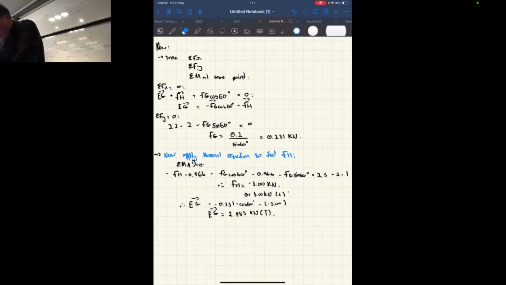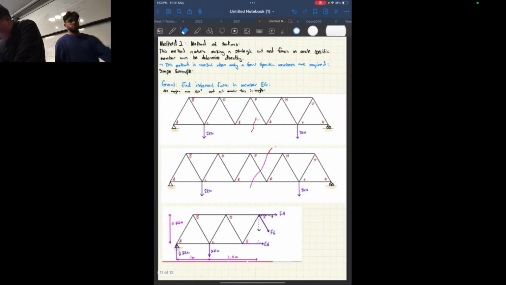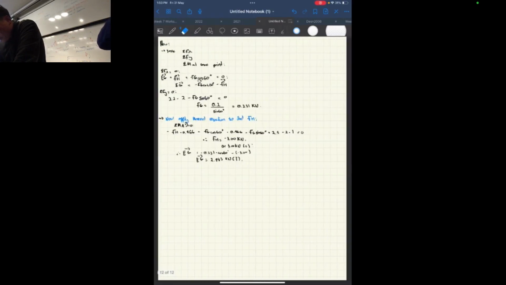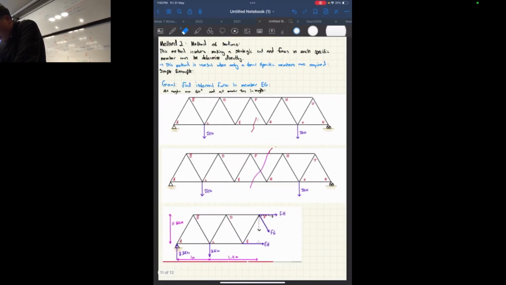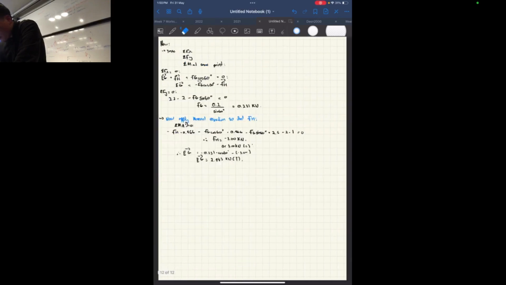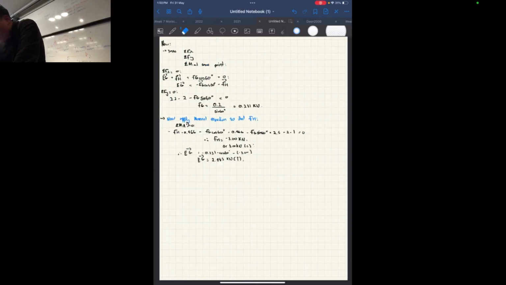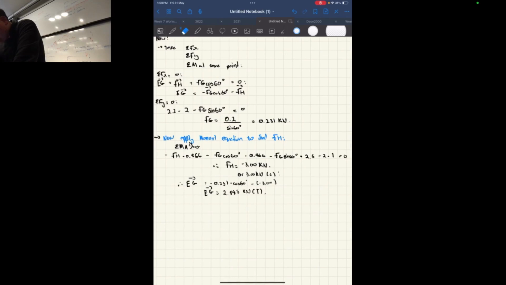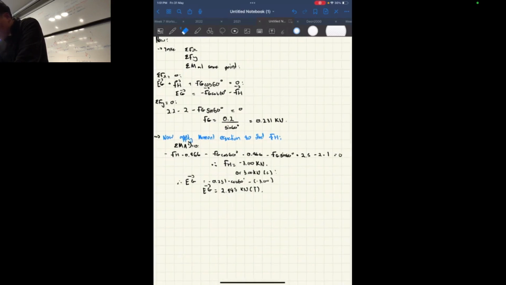So sum of Fx equals 0, so we got EG plus FH plus FG cos 60 equals 0, because that's the horizontal component of FG there. And we rearrange that to find EG equal minus FG cos 60 degrees minus FH. So now we find sum of Fy equals 0 to find the member FH, basically.